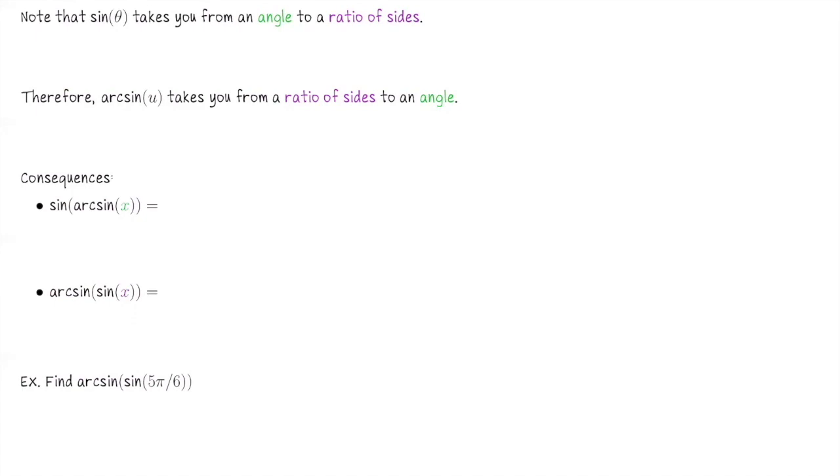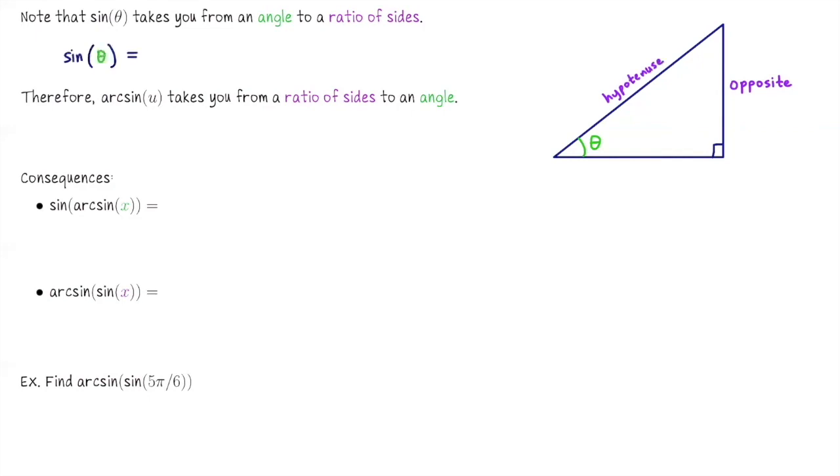Notice that sine of theta takes you from an angle to a ratio of sides. By SOHCAHTOA, we often call that ratio opposite over hypotenuse on some right triangle. So let me sketch a right triangle here. I'll call this angle theta, and then the opposite side is over here. The hypotenuse is the long side opposite the right angle, and sine of theta is opposite over hypotenuse. Opposite over hypotenuse is just some ratio, it's a number. Let me call that ratio the letter u. Arcsine is going to take us in the opposite direction. So arcsine of u will take us from that ratio back to the angle.